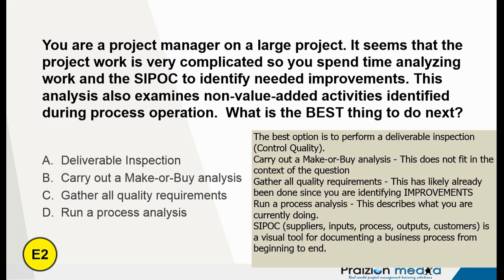And SIPOC means suppliers, inputs, process, outputs, customers. It's a visual tool for documenting a business process from beginning to end. So the best option is deliverable inspection, because after you're done with quality assurance, you move to quality control. That's the most logical answer.